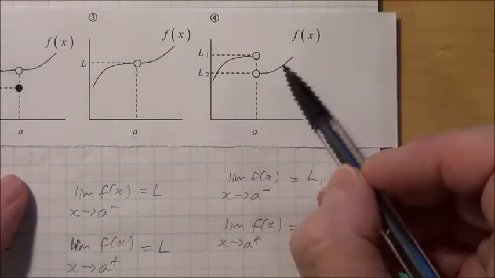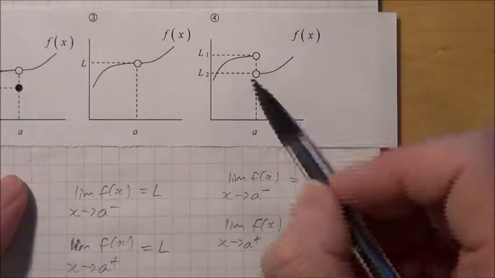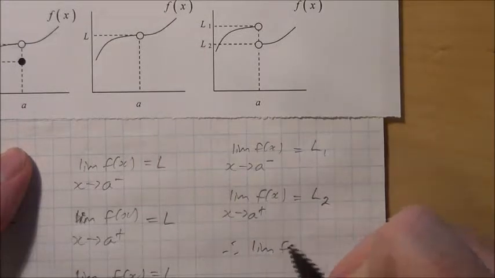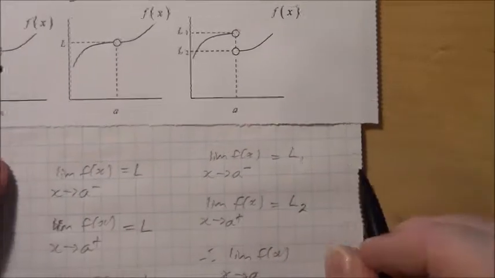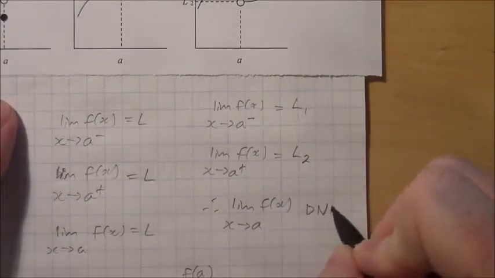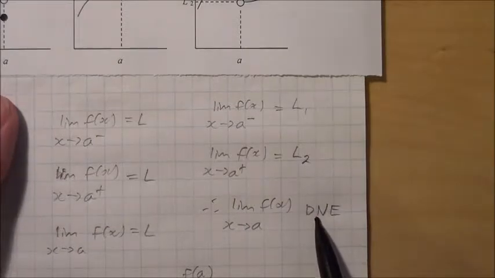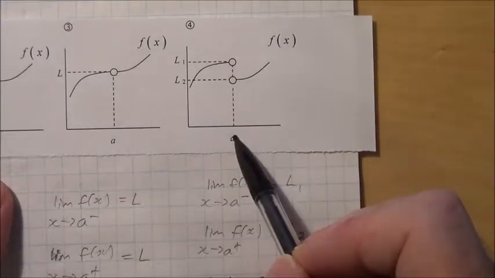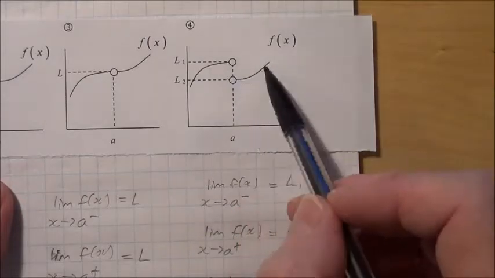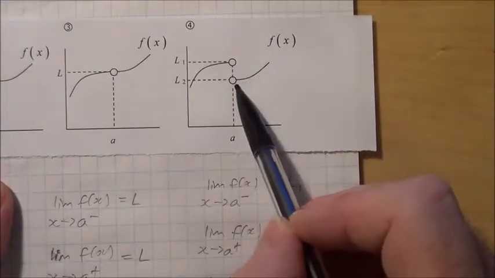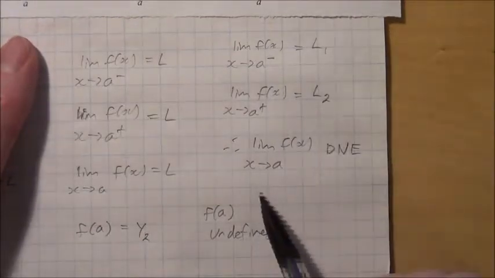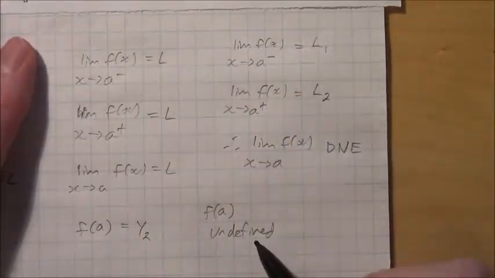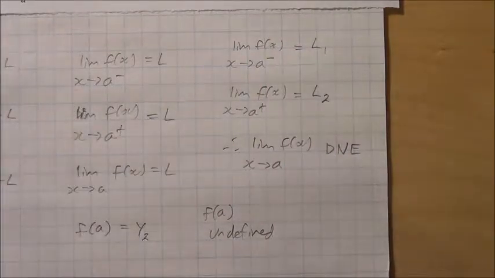So in this case, because the left-handed and the right-handed limits are not equal to each other, we can say that the limit of f of x as x approaches a in general does not exist. We can't have a limit if the function is approaching two different y values for the same a value, or the same x value. So this is when the limit does not exist. And again, for graph number 4, f of a is not defined because there's no actual point there, so that would be another hole.